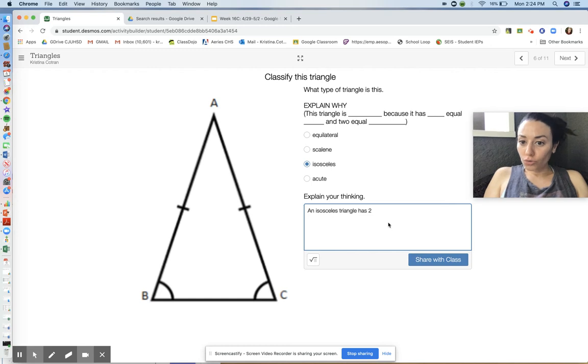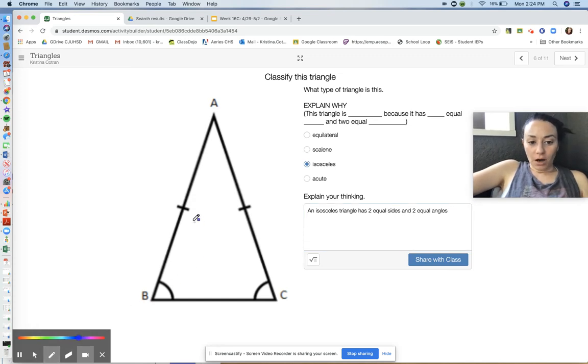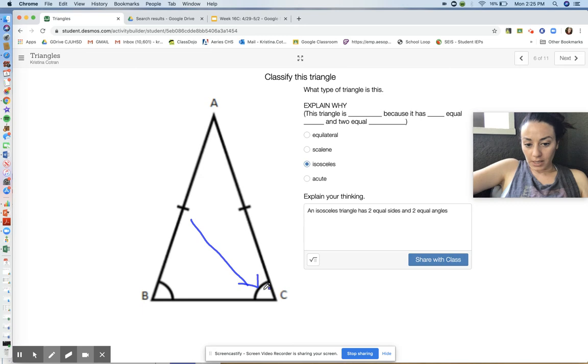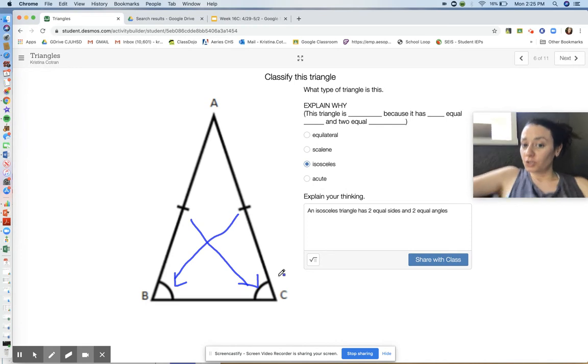When you explain your thinking, an isosceles triangle has 2 equal sides and 2 equal, what are these? What are B and C called? They're called angles. And the angles, you'll notice that the angles are opposite of the sides, right? So like this side, this angle's opposite of this side, and this angle's opposite of this side. Okay, 2 equal sides, 2 equal angles. That's an isosceles triangle. Yay.